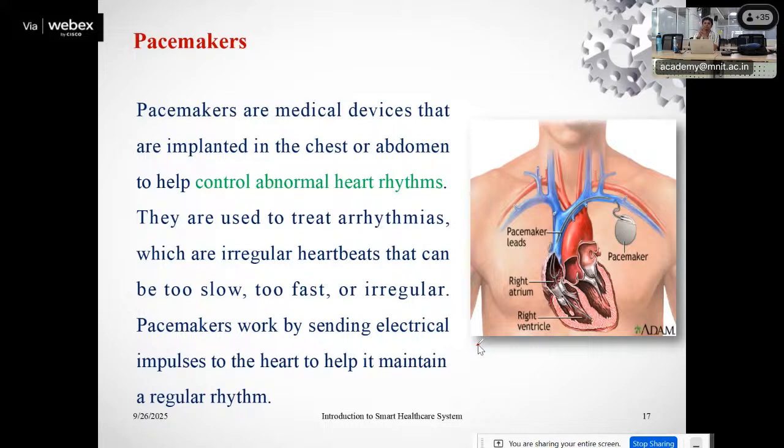Arrhythmia, Vinod sir has also talked about this arrhythmia. Arrhythmia means nothing but an irregular heartbeat. We know that our heart should pump 70 to 80 times in a minute. This 70 to 80 beats per minute is very important. But if it is deviating, if it is too fast or too slow, then that condition is nothing but arrhythmia. So a pacemaker provides electrical impulses so that your heartbeat becomes normal.